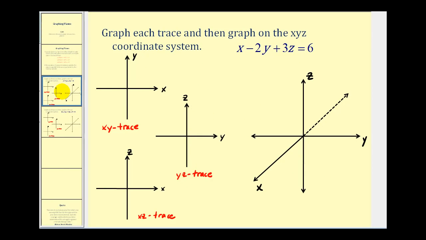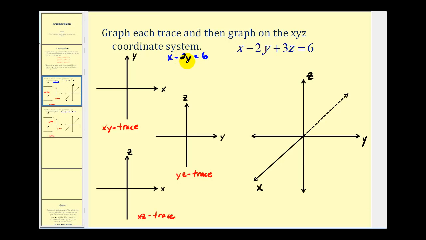Now I should mention we could just go ahead and plot the intercepts on the three-dimensional coordinate system, but since we will be graphing quadric surfaces very soon, I wanted to introduce this technique now because we'll use it again for quadric surfaces. So to determine the XY trace, or where this plane would intersect the XY coordinate plane, we're going to set Z equal to 0, and that'll form the line x minus 2y equals 6.